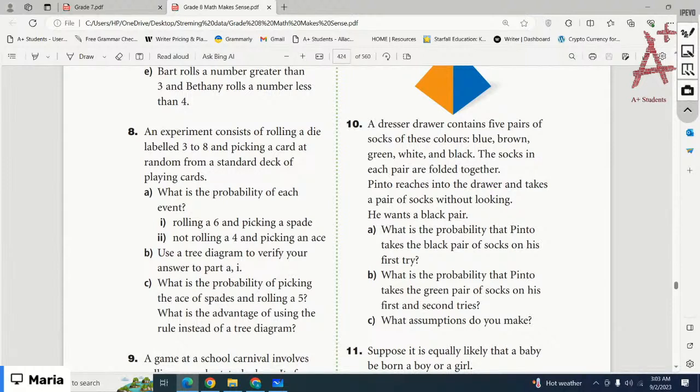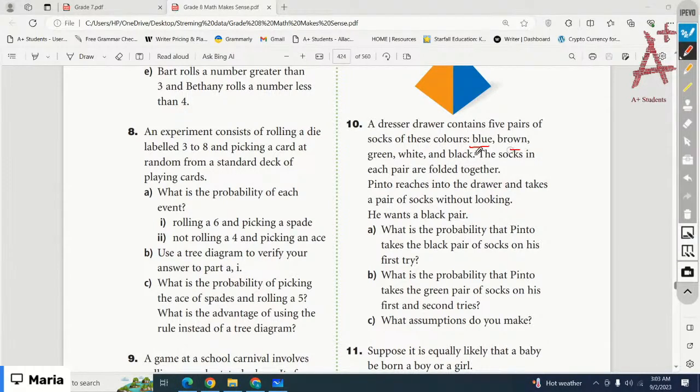Okay, so he has a total of 5 pairs of socks, right? You can see here blue, brown, green, white, and black. So total pairs are 5, right? So the probability of black for the first time is 1 out of 5, because out of 5, just one pair is black, right?